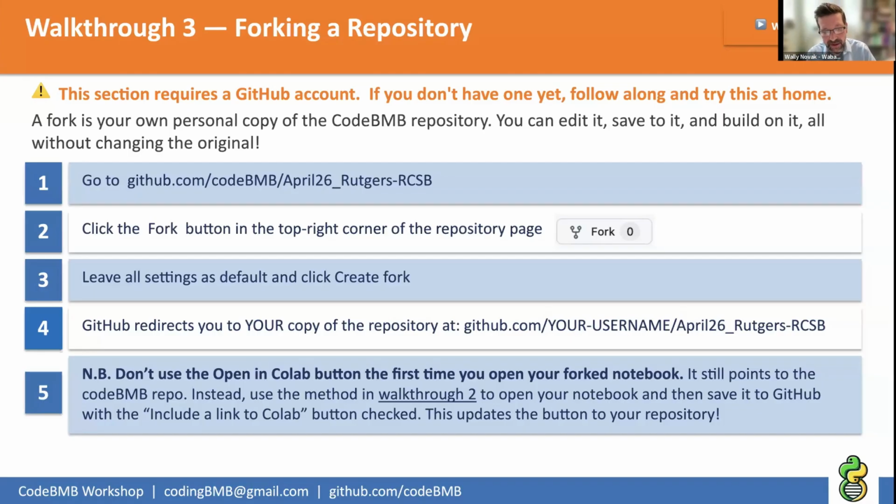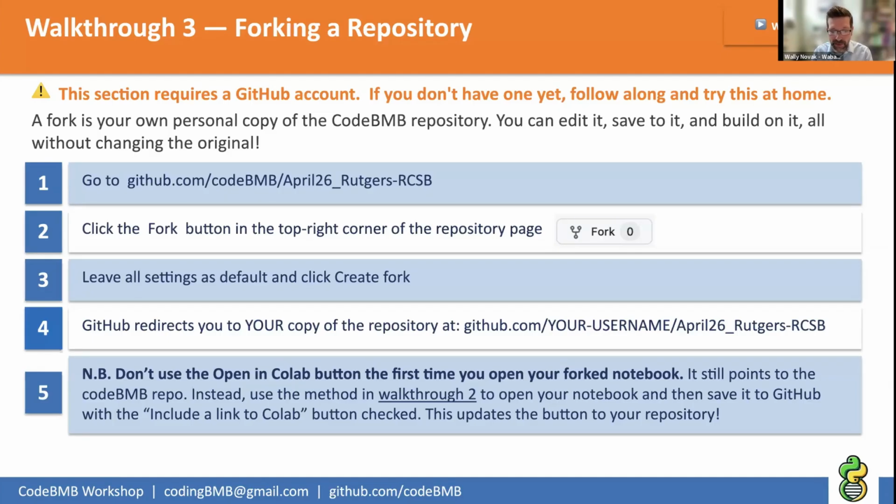You'll go to github.com/CodeBMB, April 26th, and then you're going to look for the fork button. It's in the top right corner, and you're going to click that. You'll leave all the default settings alone and click Create Fork. GitHub will redirect you to your own copy of the repository. The URL will now say github.com/your username, April 26th, Rutgers RCSB, and that'll be your copy.